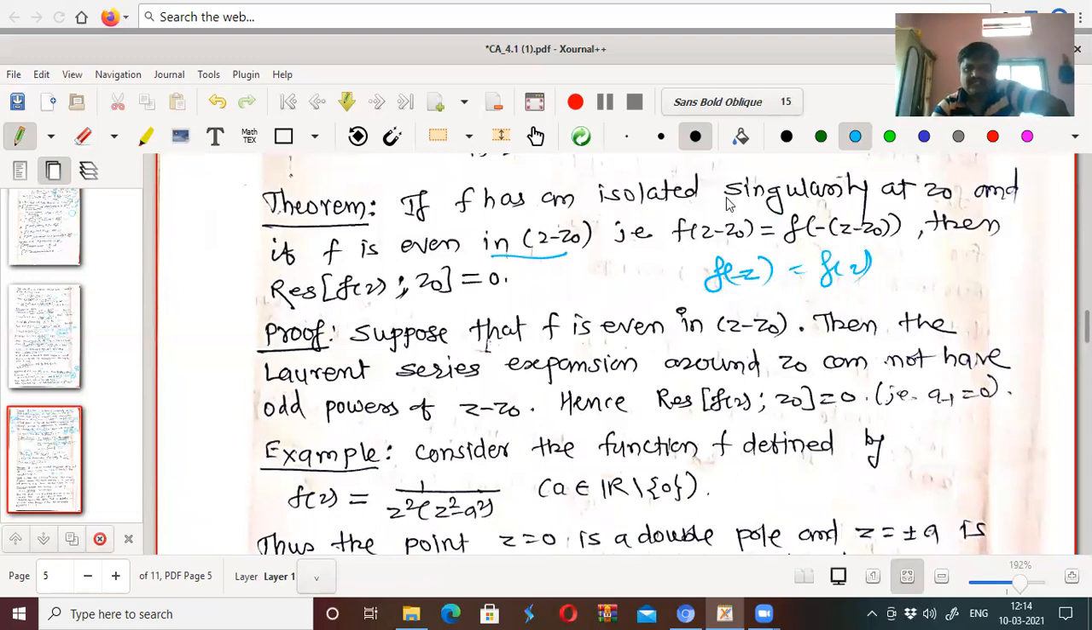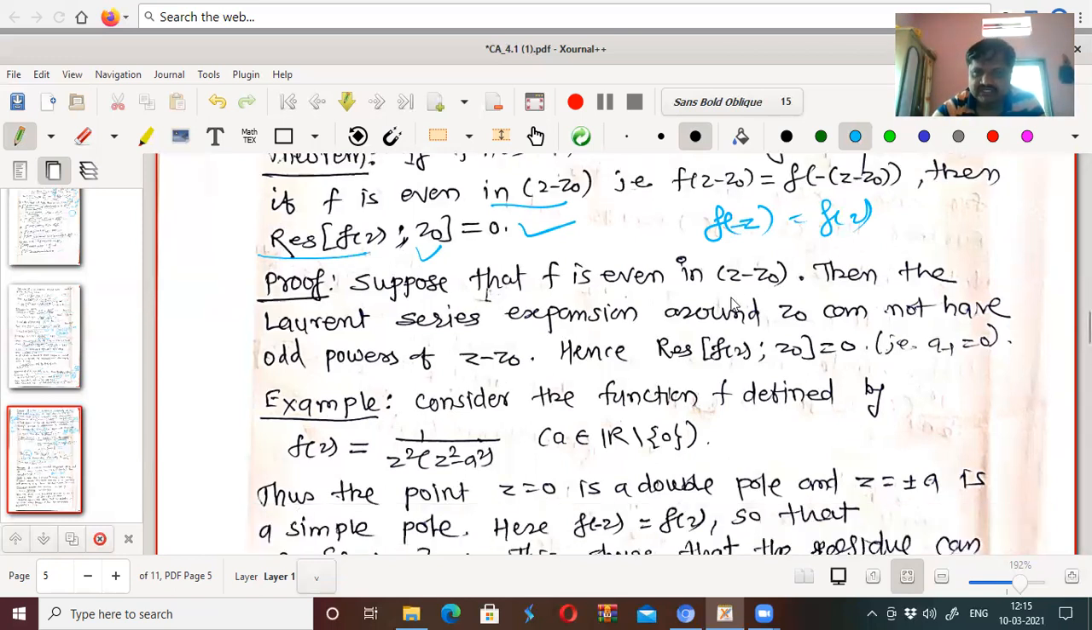So if f has an isolated singularity at z0, and if f is even in z minus z0, that is, f of z minus z0 is equal to f of minus of z minus z0, then the residue of such a function at z0 is always equal to 0. So if a function is even in z minus z0, and z0 is the singularity of that function, then the residue of that function at the singularity z0 is always equal to 0. Therefore, the integral along any circle having center at z0 of that function is also equal to 0.